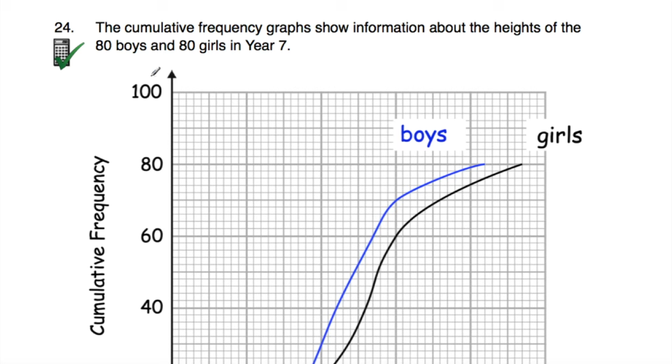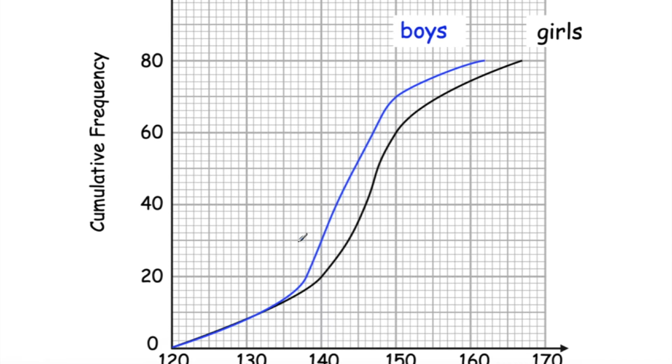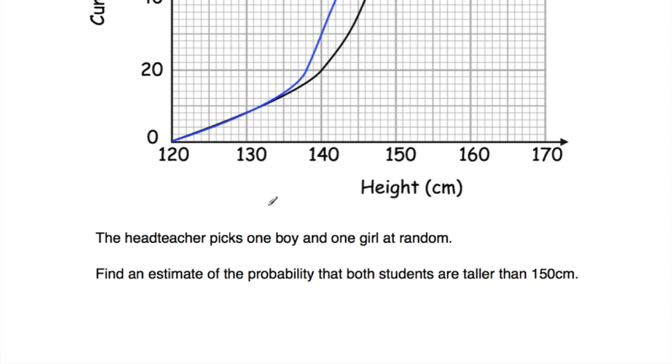Okay, and let's have a look at our last question, question number 24. So question number 24 says the cumulative frequency graph shows information about the heights of 80 boys and 80 girls in year 7. And so we've got some information about their heights, and we've got these cumulative frequency curves. The blue one is for the boys and the black one is for the girls. And then if we go on down, we're told the head teacher picks one boy and one girl at random. And we've been asked to find an estimate of the probability that both students are taller than 150 centimeters.